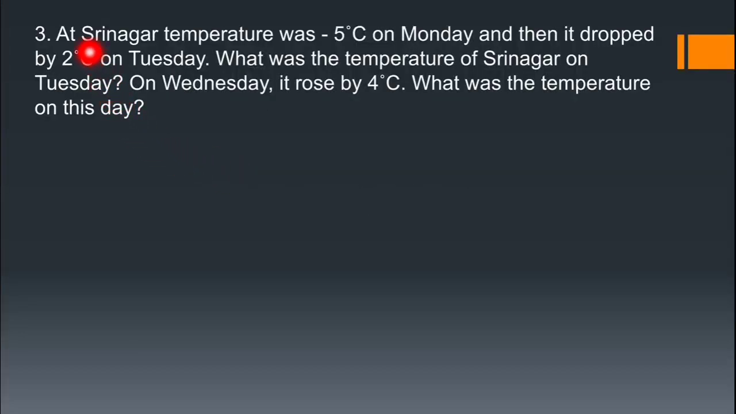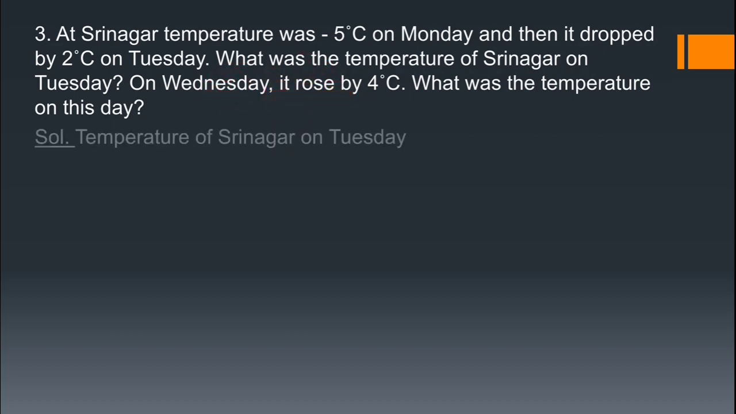Our next question is, at Srinagar the temperature was minus 5 degrees centigrade on Monday and then it dropped by 2 degrees centigrade on Tuesday. What was the temperature of Srinagar on Tuesday? On Wednesday it rose by 4 degrees centigrade. What was the temperature on this day? Here the term dropped means decreased and the term rose means increased.